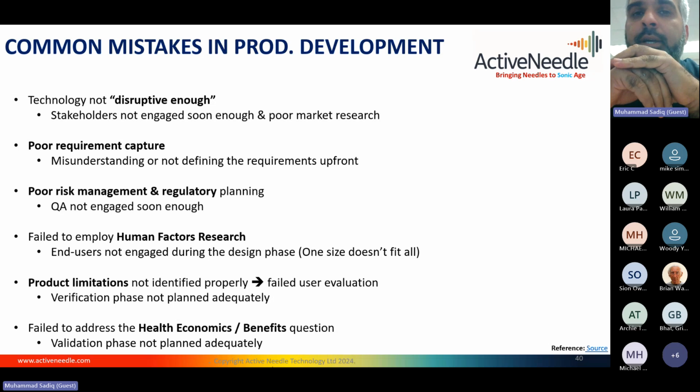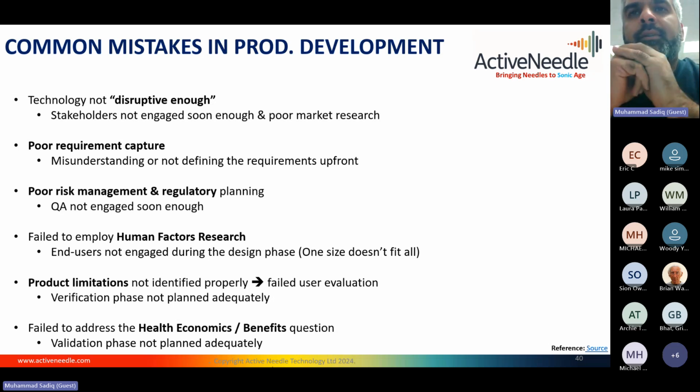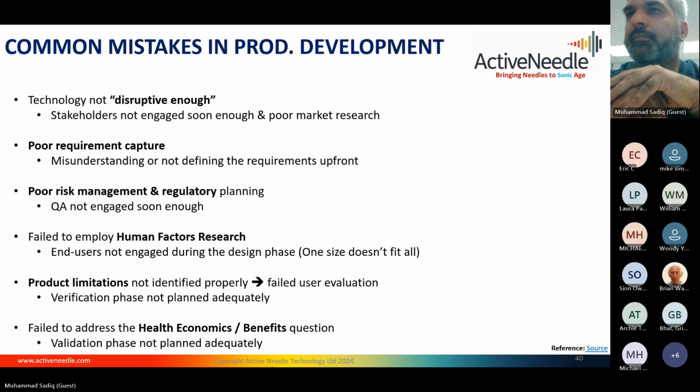You probably have to do a health economic study. You'll have to involve a health economist and a statistician as well, so you can really collect the data that you need to present the benefit case to the healthcare providers when it comes to getting into market. Brian, I think that's, in a nutshell, the entire product development cycle. And I'm happy to take any questions.